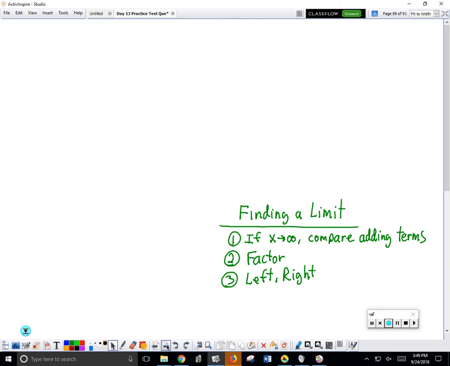So immediately your brain should recall this flashcard. You good? Anybody want to continue? Just wait if you want me to keep going. So when I'm finding a limit, my first thought is always, I check to see if x is approaching infinity. If yes, then I'm going to compare terms that add. Otherwise, I'm going to look to factor. And then once I've done that, I'm going to look for left and right limits.